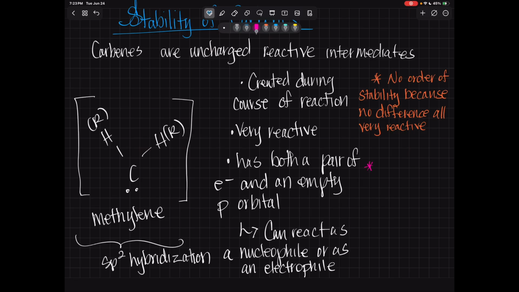This is how I think of it. Carbenes don't like being carbenes. So they will react very fast to change.